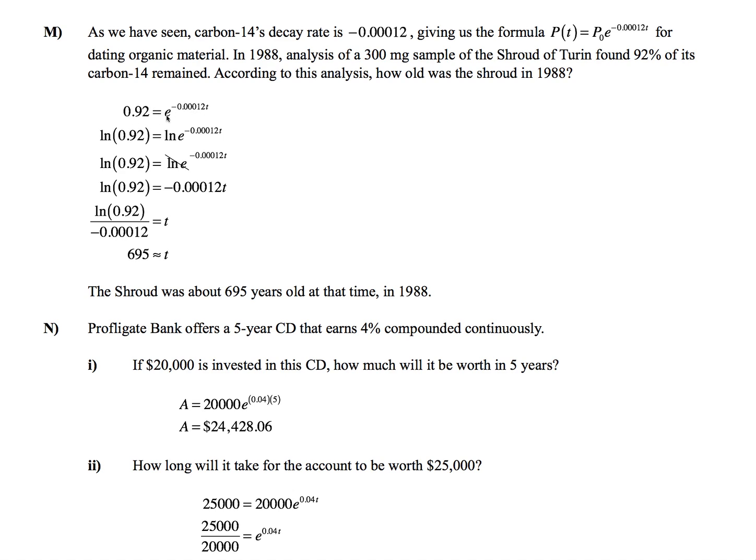And so we have 0.92 is equal to e raised to the negative 0.00012t. We take the natural log of both sides of this equation, and the natural log and e are inverse operations, so they cancel each other out. And so we have the natural log of 0.92 is equal to negative 0.00012t. Then we divide both sides of the equation by negative 0.00012, and that gives us 695. So the Shroud of Turin was about 695 years old in 1988.